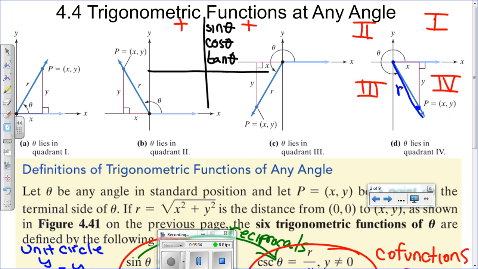Okay. Now, cosine is x over r. So cosine will be positive in quadrant 1 or negative? Positive, because the x is positive. Where else? Quadrant 4. Okay, let's finish with sine first. Actually, sorry. All right, tangent. Let's do tangent. What do you get if you divide positive over a positive? Positive.